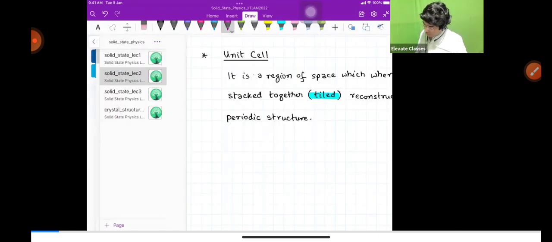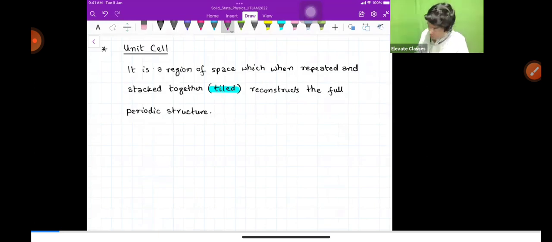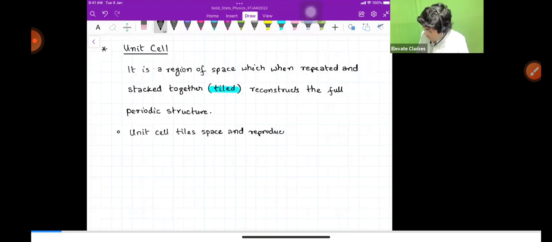Now, next point, unit cell tiles. There is another way of saying it in a single line. The previous was also a single line, but this is a shorter line. Unit cell tiles space and reproduces the periodic structure.